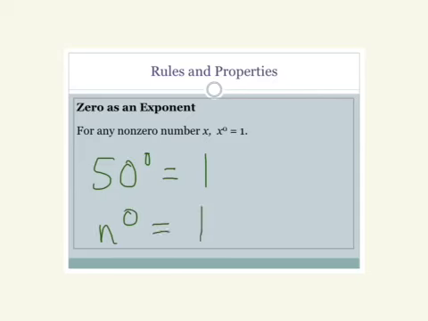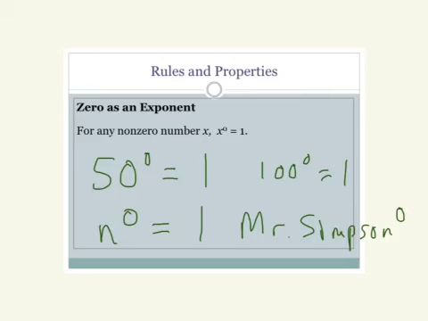Anything to the 0 power equals 1. I would write that down in your notes right now. Anything to the 0 power always equals 1. So, 100 to the 0 power, guess what it equals? 1. Mr. Simpson to the 0 power is equal to, guess what? 1. Anything to the 0 power always equals 1. Write that down in your notes.